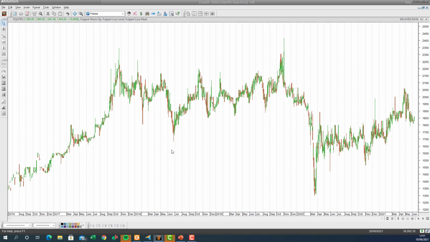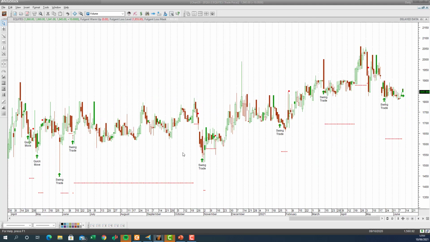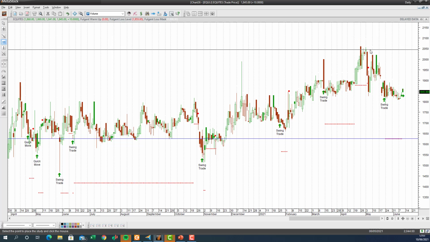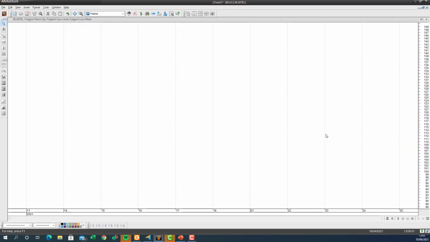Equities. Also quite choppy. You look at these wide price swings, a very choppy one to trade. Look how the AI is adjusting your stop losses way down here. It's accommodating for this choppiness and the volatility, but it's recommended a swing trade. And these upside targets there, that would be the profit target on those. Bluetel, 15 bars into a trade.